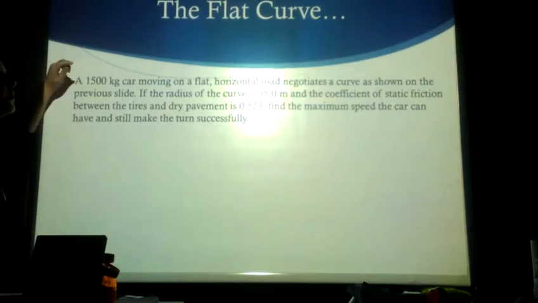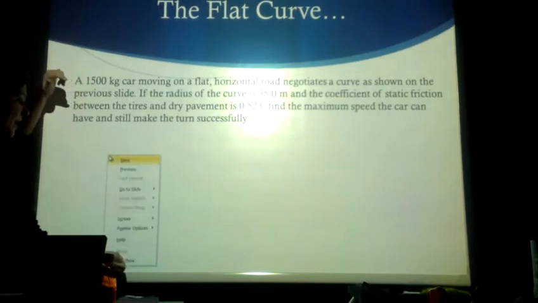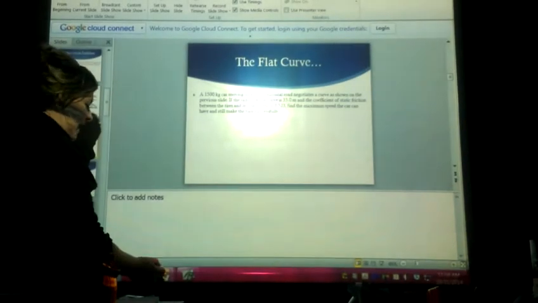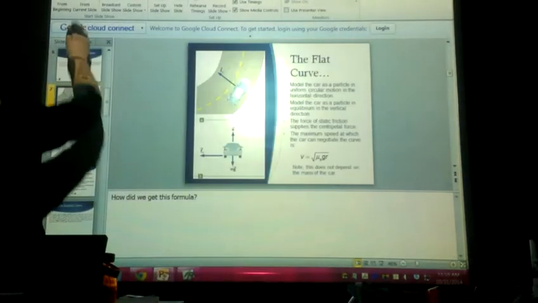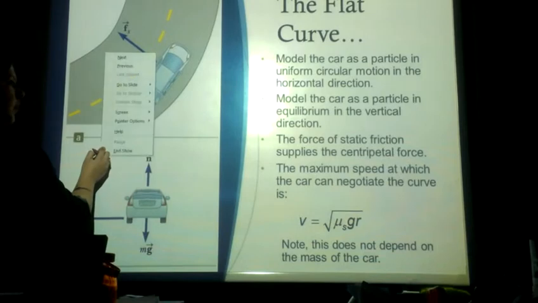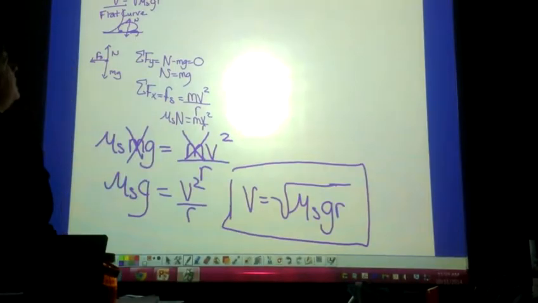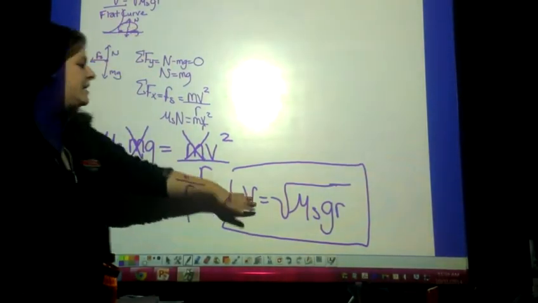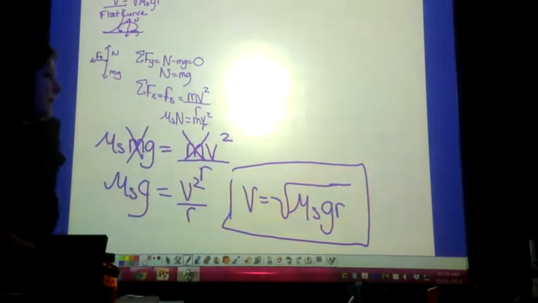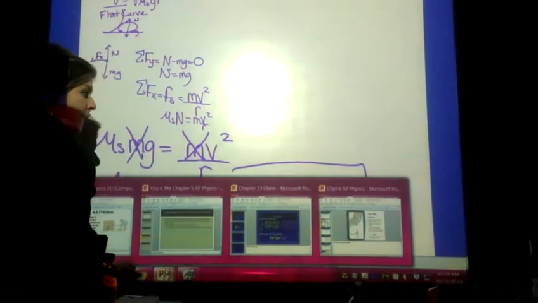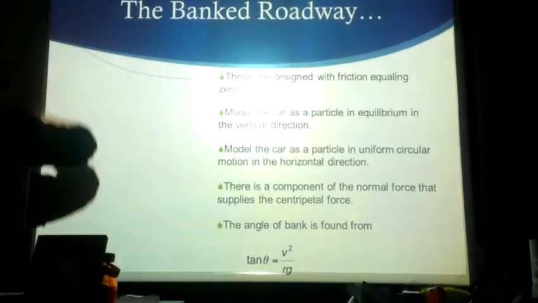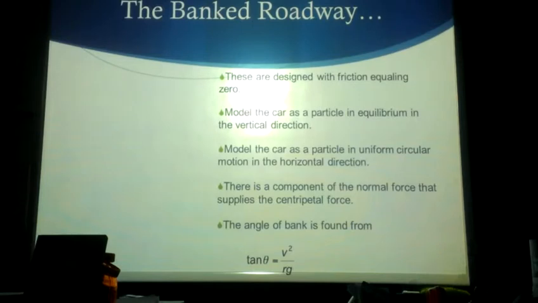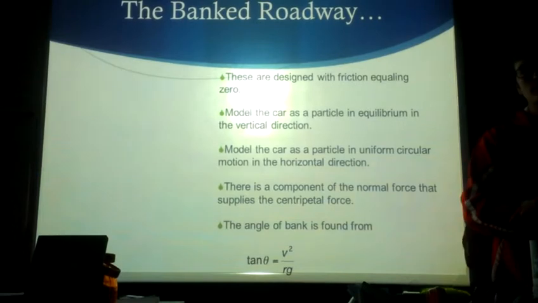If you did this problem for me on an FRQ, or on homework, you would have to derive the equation. You can't just write the equation down and say, this is what I know, that's how I find maximum speed. It doesn't work that way. You're going to have to go back and do all of the work that we did here. So I have to do all of this, then I can plug in my numbers to find that maximum speed. We'll continue on with the banked roadway, which is really just you negotiating a curve, but now it's at an angle. And we'll do that part on Monday.